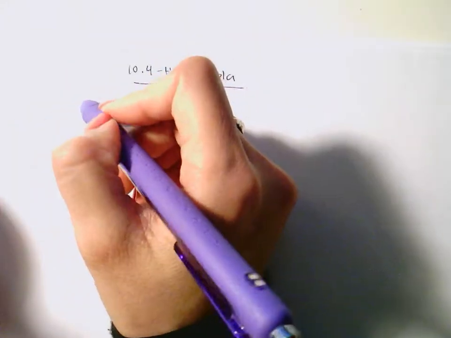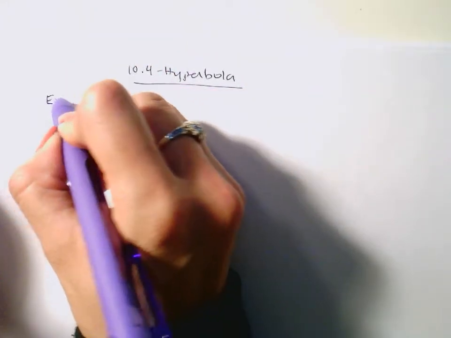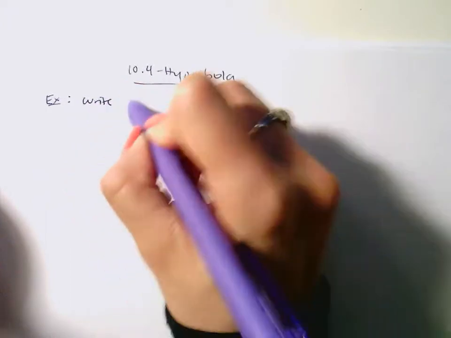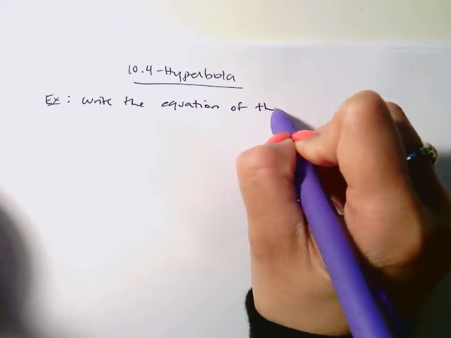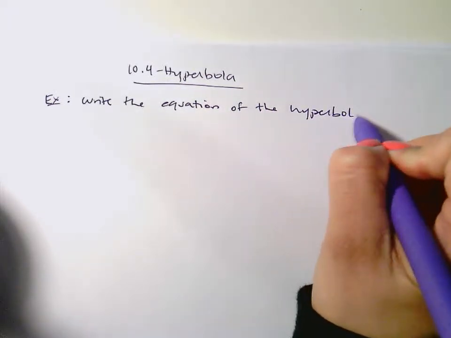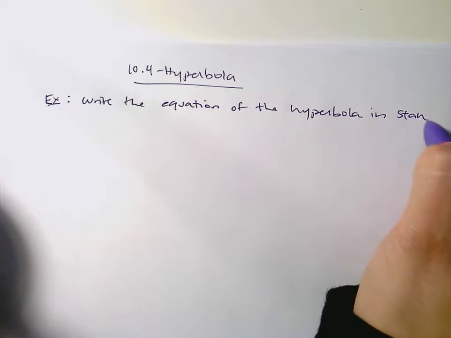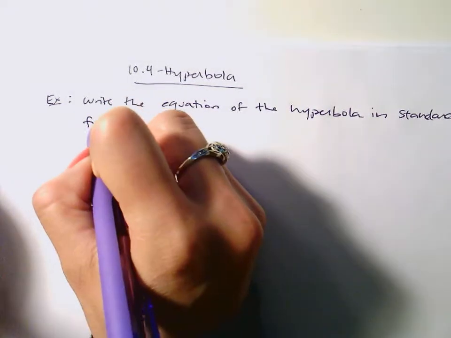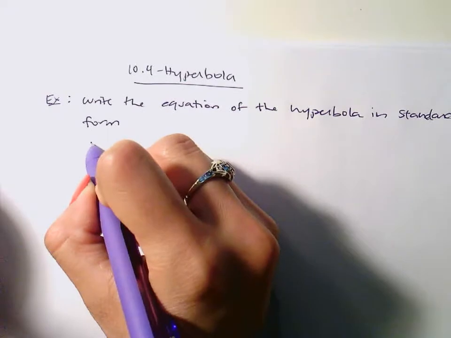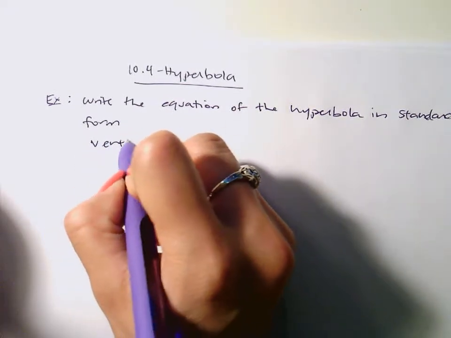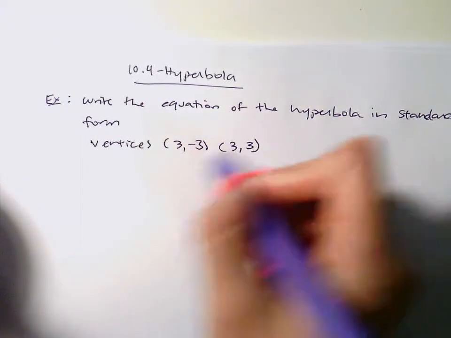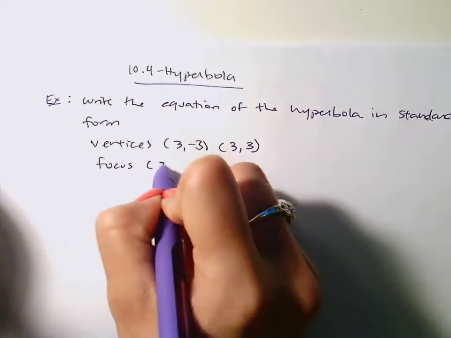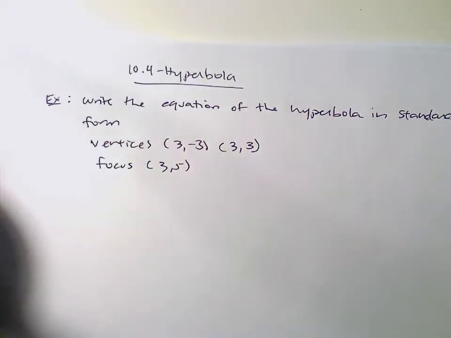Let's go ahead and do some examples for the hyperbola. So the first example I want to do is to write the equation in standard form. And this hyperbola has vertices at (3, -3) and (3, 3), and then it has a focus at (3, 5). So let's go ahead and find the equation given this information.